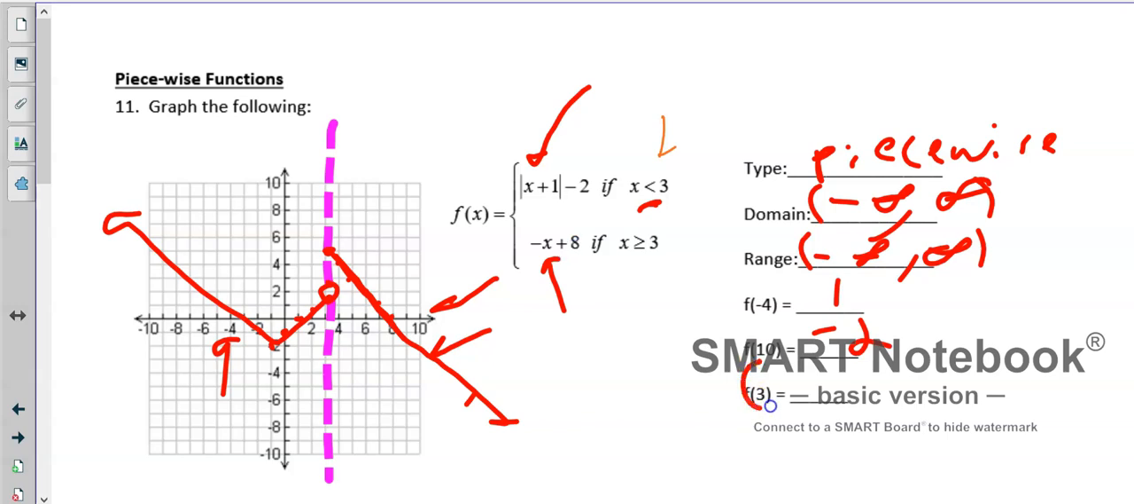And 3, this is the tricky one, because we're not going to use this one because it's an open dot. So if we plug in 3 right here, 8 minus 3 is 5. Or again, if we look, where is it on the graph? 3, 5.